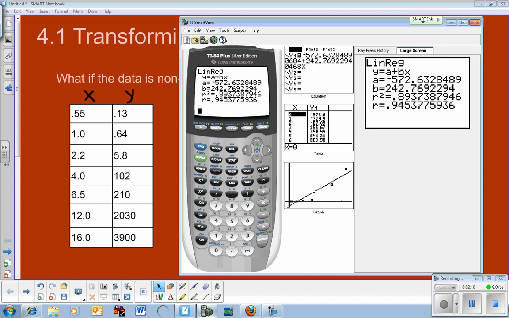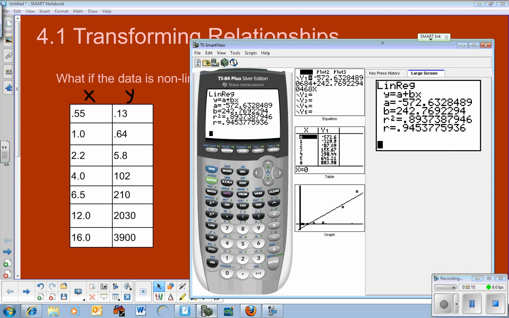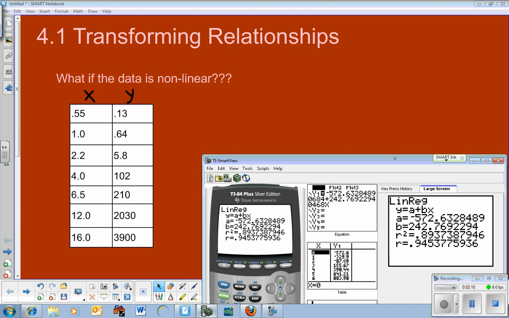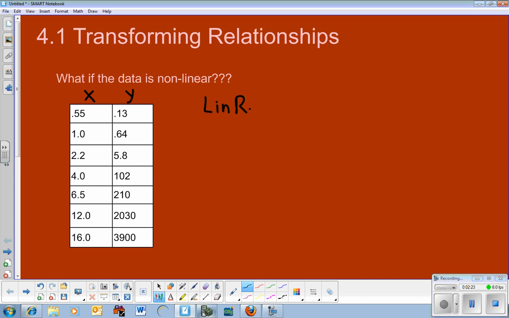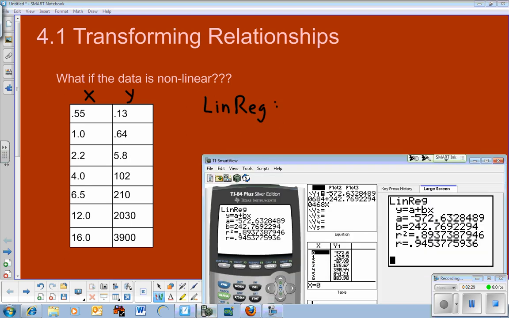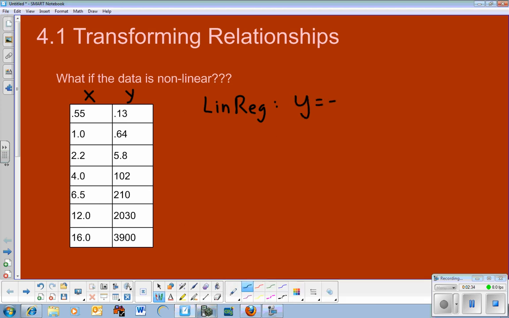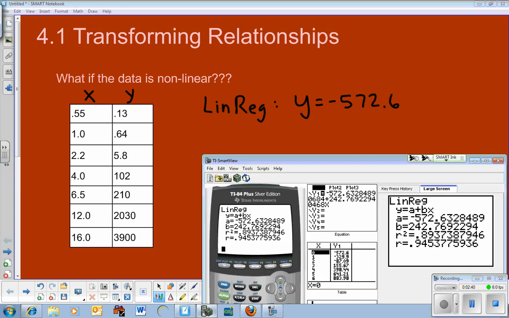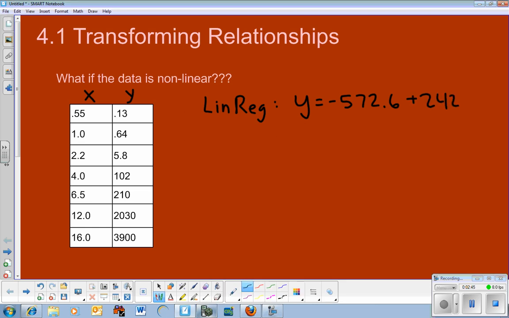So here is our regression information. We have an equation, and we have a correlation. So I'm going to list the info. The equation is negative 572.6 plus 242.8x. And our R value, the correlation.